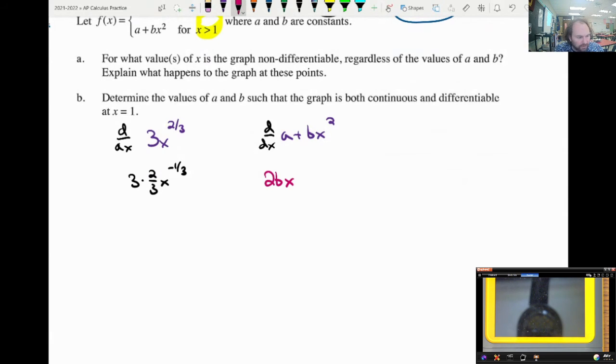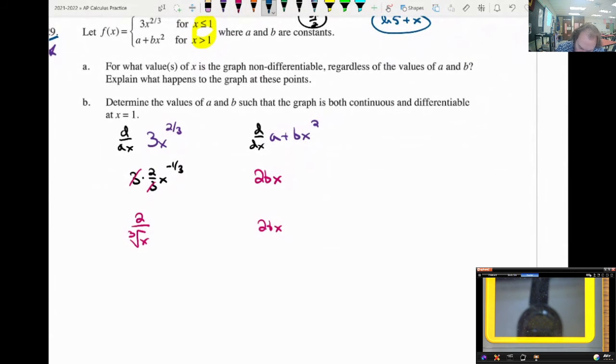So if we're thinking about this, what we're looking for is places that would cause this to not have an answer, cause these derivatives to not exist or to not be the same. So if we simplify the one on the left, first of all, the 3's will cancel out. You'll have 2 over the cube root of x, and this is 2bx. Keep in mind, these are the derivatives. In fact, if I wanted to write f prime, which I do, f prime of x would be these derivatives. It would be 2 over the cube root of x for values of x that are less than or equal to 1, and it would be 2 times bx for values of x that are greater than 1. That's the derivative version of the original function.